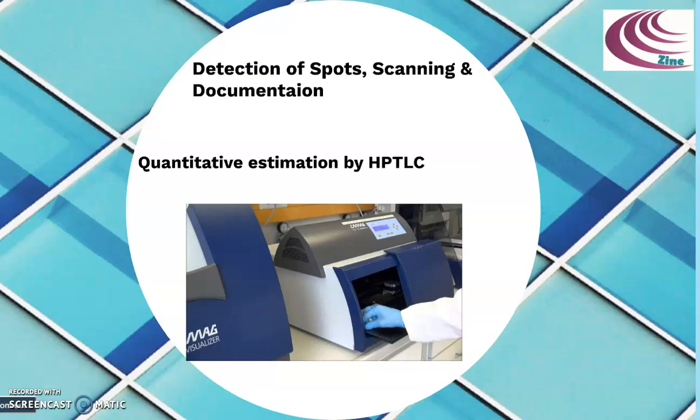The developed plates are observed in the UV cabinet using wavelength 254 nanometer or 365 nanometer for identifying the isolated compounds. For quantitative analysis, a scanner is used. Advantages of scanner. As a scanner provides measurement at wavelengths of 200 to 800 nanometer, quantitative estimation of different compounds at their maximum wavelength can be carried out.